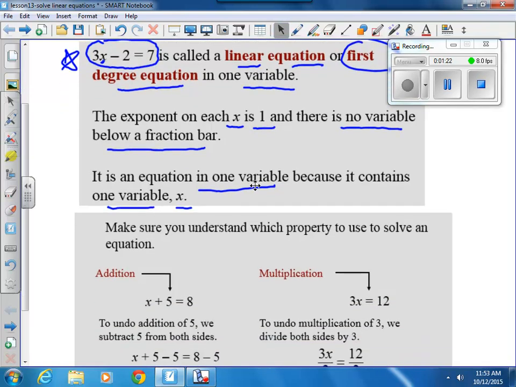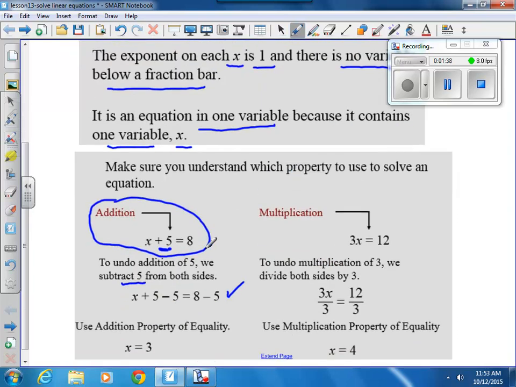So make sure you understand which property to use to solve an equation. Do you use what's called the addition property of equality? So like here, for example, to undo addition of 5, we would subtract 5 from both sides to isolate the variable x. And clearly, if we did that, 5 minus 5 would cancel, 8 minus 5 would be 3. And that's called the addition property of equality. It's basically how is x connected with 5 by addition, so to undo addition we subtract to isolate x. The game is always isolate x.